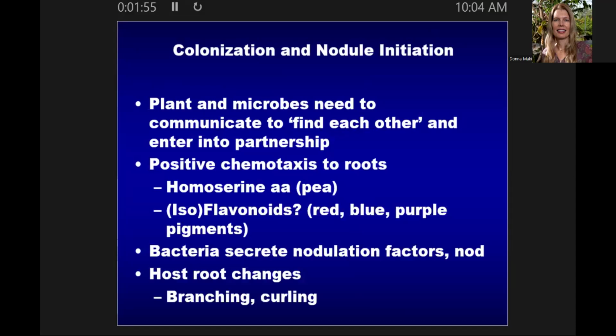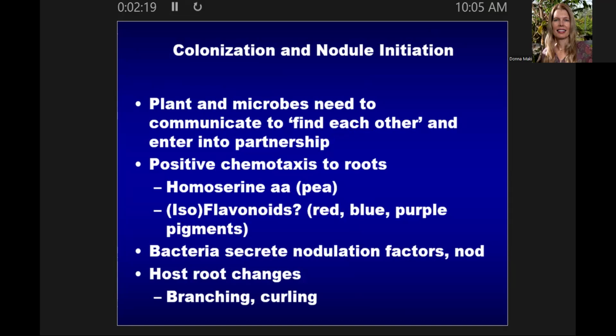So we've been looking at this idea, and I think we were talking last time about the idea that there has to be this chemical communication. They have to find each other. I mean, the soil environment is pretty vast and lots of different microbes there. The plant has to find the right one. It's a pretty specific interaction. So, for example, a pea plant will only form this relationship with certain types of microbes, very limited.